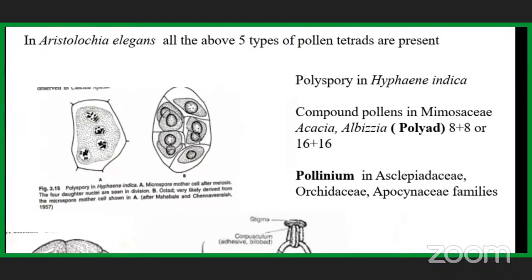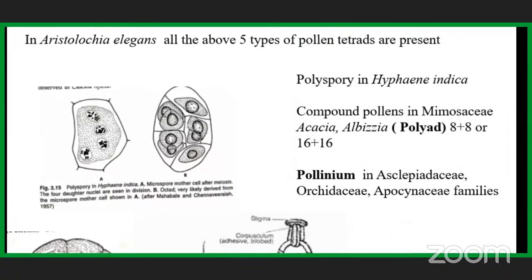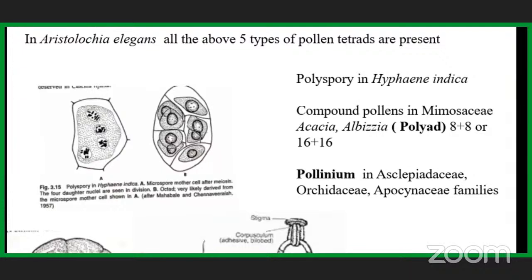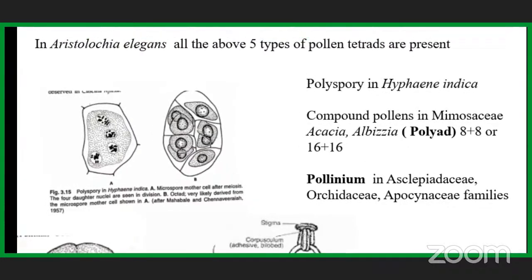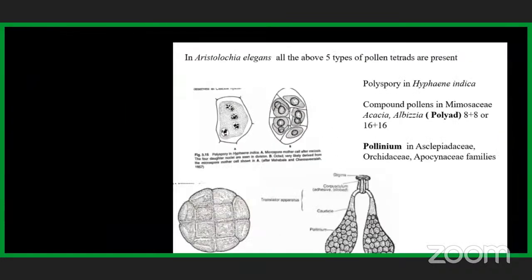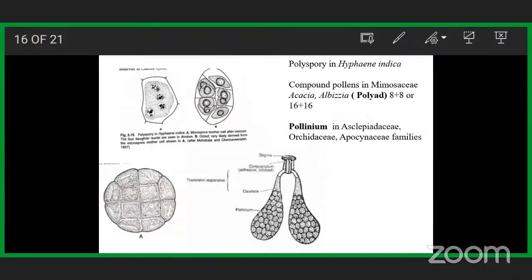You see Hapnia indica, compound pollens. In Mimosoideae, Albizia, Mimosa. You see Acacia pollens. You might have seen the Acacia pollens. You see how the structure is, and you might have seen.